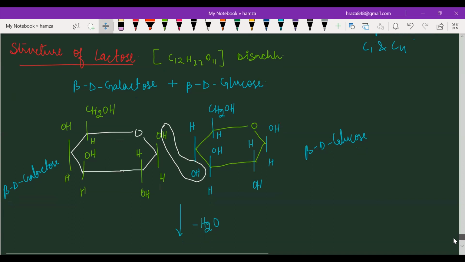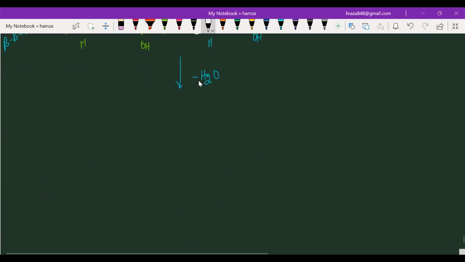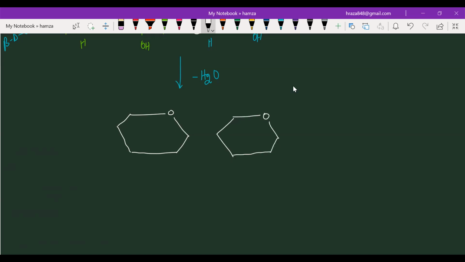Very good. Now the product is simple. I'm not going to write all the parts, only the important part. You can see this is galactose. You can write the rest like OH and H2, CH2OH, and this is glucose, beta D glucose. Now see what happens here. There was hydrogen and there was hydrogen. You can write this. There is a linkage of O between these two. This is called glycosidic linkage.